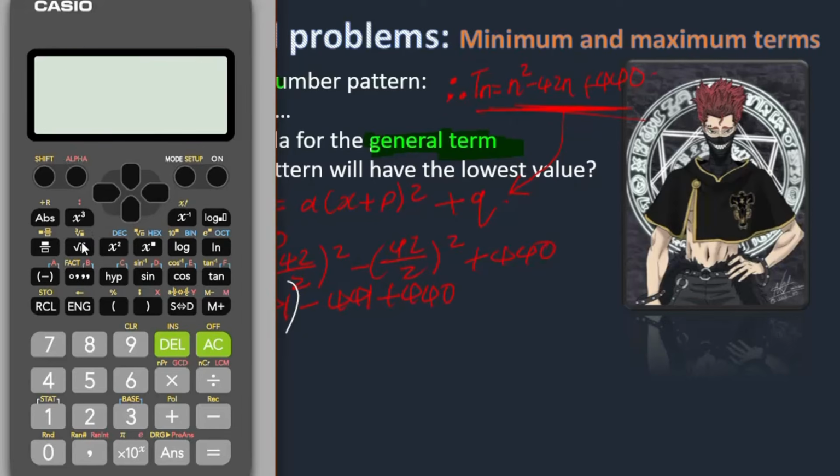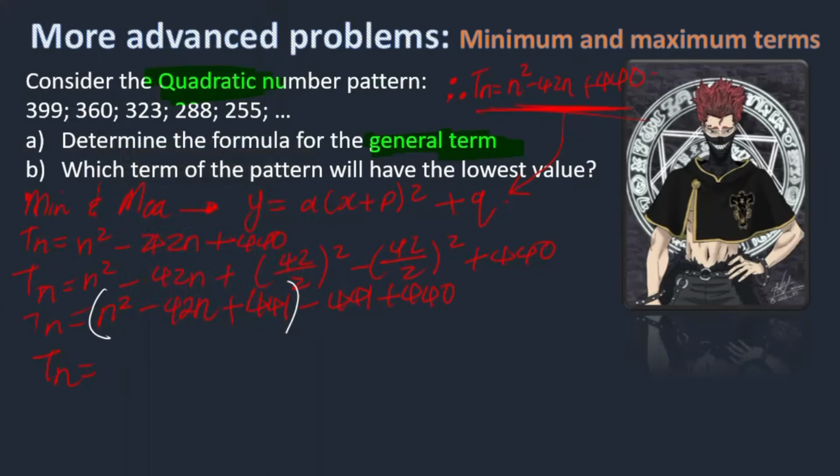Let me see. How do you know if a number is a perfect square? You put it under a square root. 441. Yes, it's a perfect square. 21 times 21 is 441. Okay. So we do that.